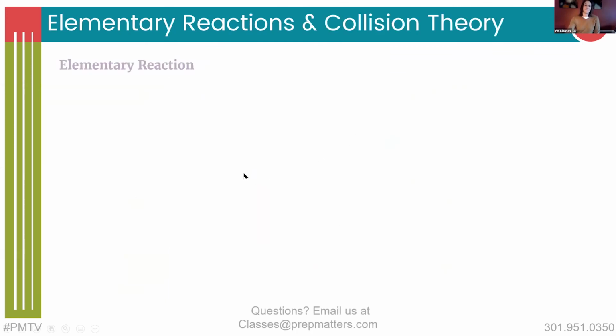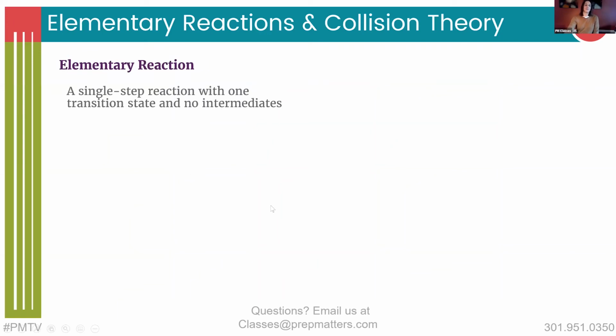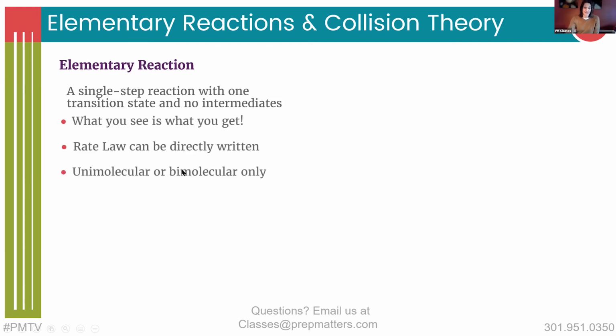So a couple more things. An elementary reaction or an elementary step. So an elementary reaction is a single step reaction that has one transition state and no intermediates. We're going to talk about the words transition states and intermediates in a moment. It's kind of a what you see is what you get reaction, right? And in those cases, we actually can write a rate law directly. It's worth noting that these have to be unimolecular or bimolecular, right? That means 1 or 2 molecules.